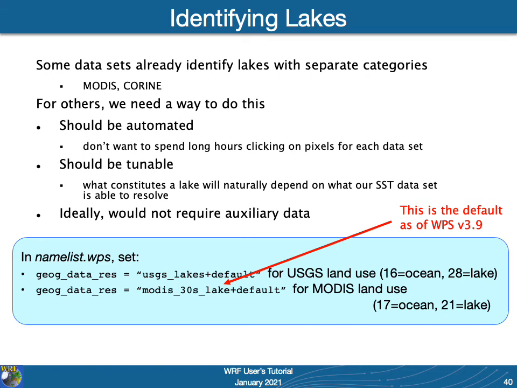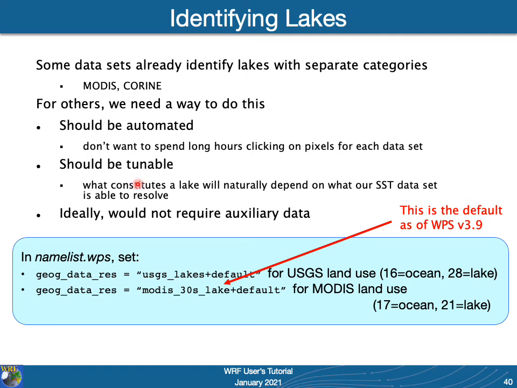It turns out there are some land use data sets that do have a separate water category for inland water bodies versus oceans. For example, there's a MODIS data set that contains a lake category, and the Korean land cover data set also contains a lake category. For other data sets, we at NCAR have developed an algorithmic method for identifying inland water bodies. So for, in principle, any data set, we could run our algorithm on that data set to identify lakes.